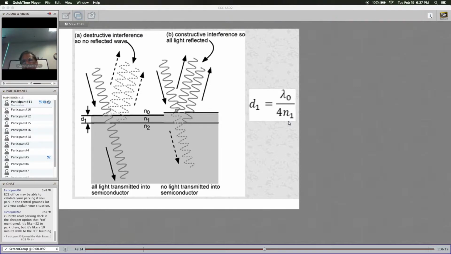Okay. Then the other question is, what is the N1? Because N1 determines what material I should be using for anti-reflection. So now the next thing we will look at is the N1. What should be the condition on N1?